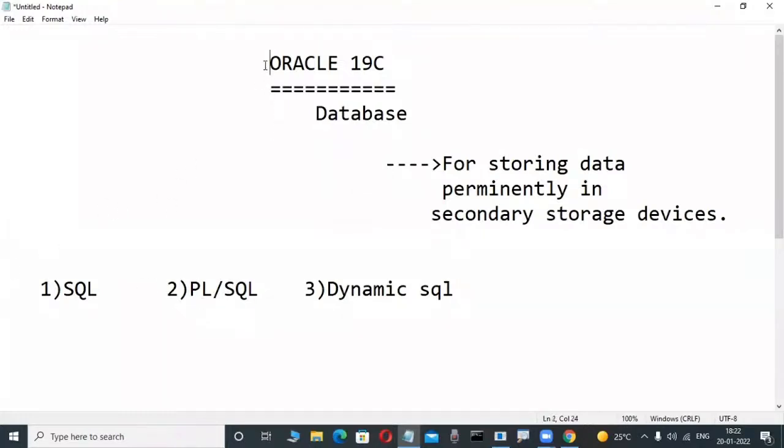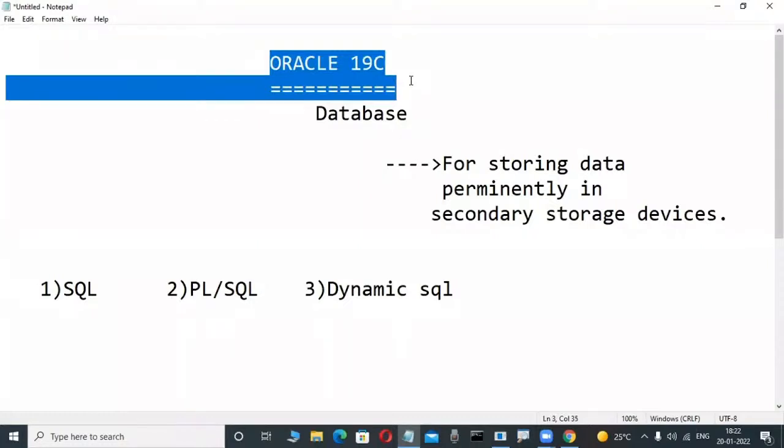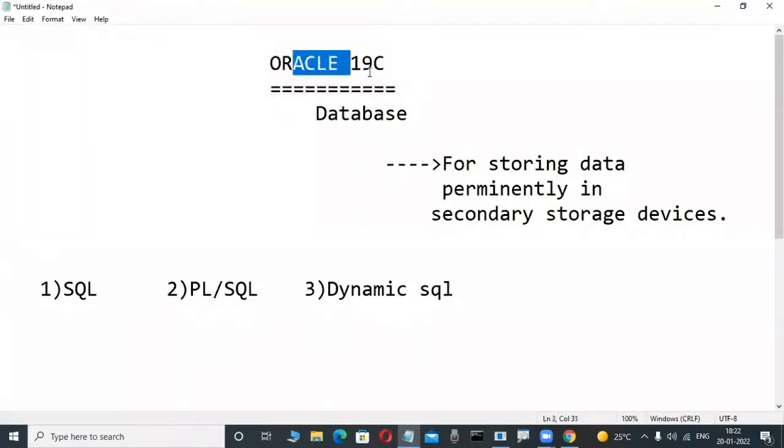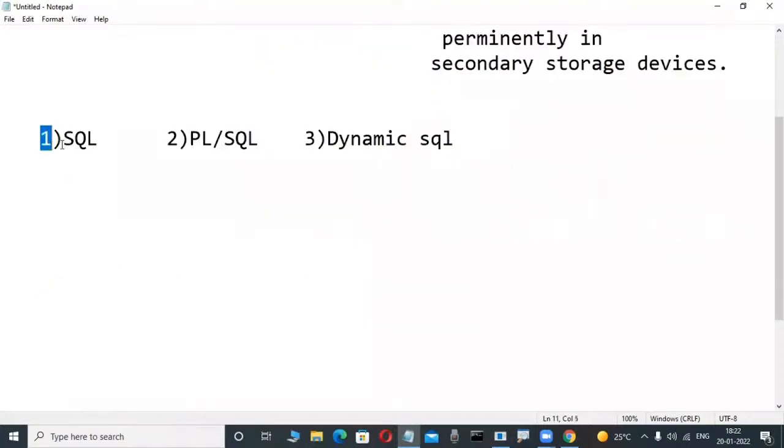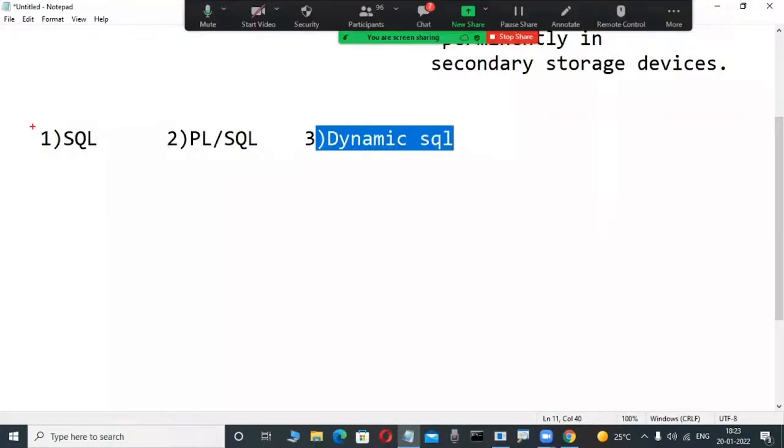That's why observe here, Oracle is a product from Oracle Corporation. If you want to operate this relational database product, which languages are we learning? One is the SQL language. Another one is PLSQL, and another one is Dynamic SQL. These three languages we are learning in our course.